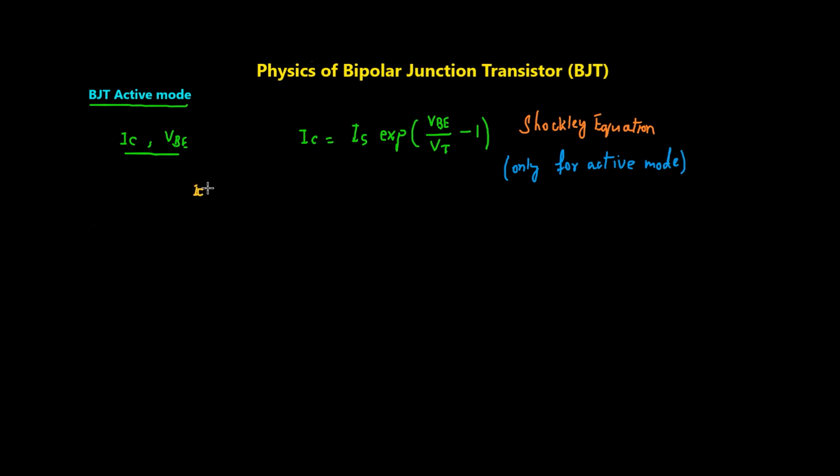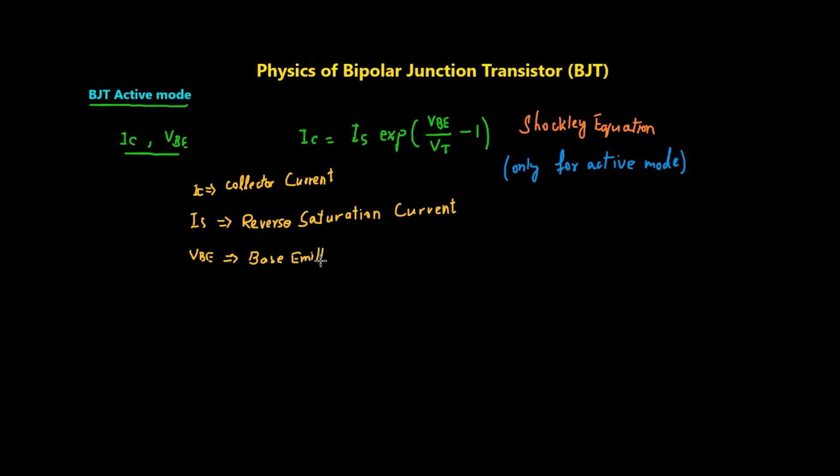In this equation, IC is the collector current, IS is the reverse saturation current, which is a negligible current. It flows when the base-emitter junction is forward biased. VBE is the base-emitter voltage, and VT is the thermal voltage. At room temperature, the value of VT is approximately equal to 26 millivolts.